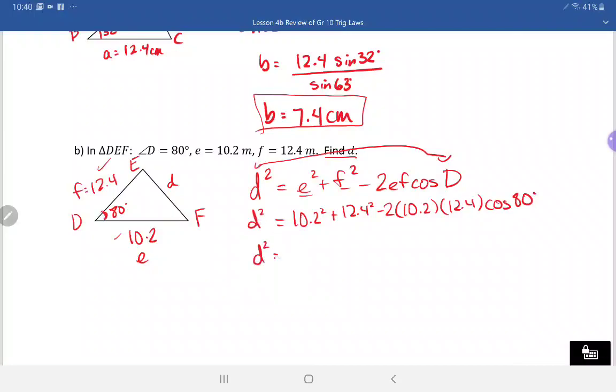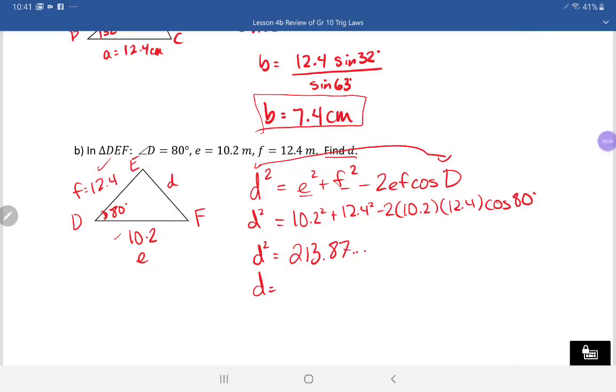And I do recommend typing that all in one step in the calculator. It will save you a bunch of time, and get used to using your calculator in one fluid motion. So 10.2 squared plus 12.4 squared minus 2 times 10.2 times 12.4 times cos 80. And then if you want to, in that exact same step, you could take the square root. I will show it without the square root though.